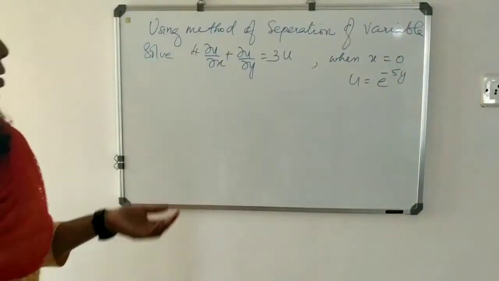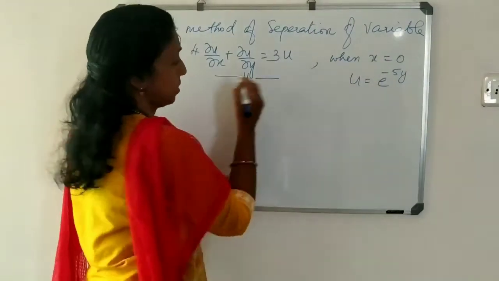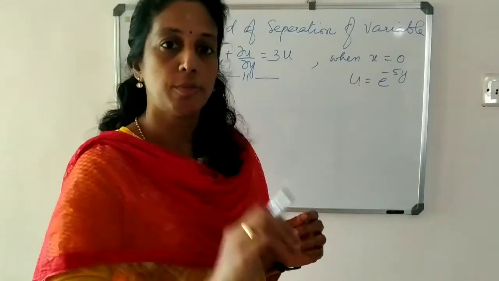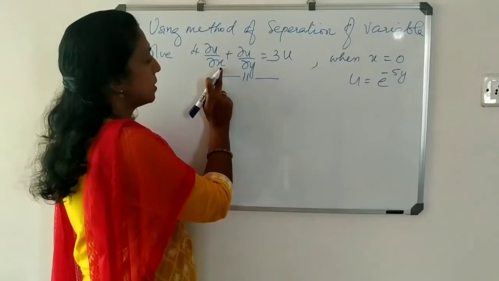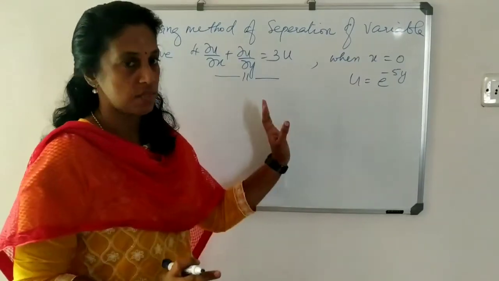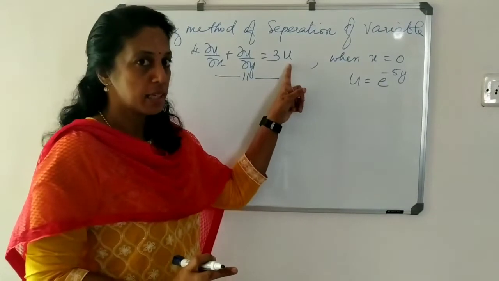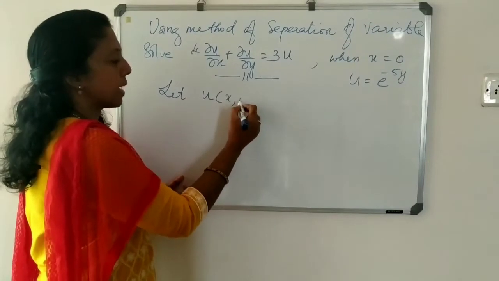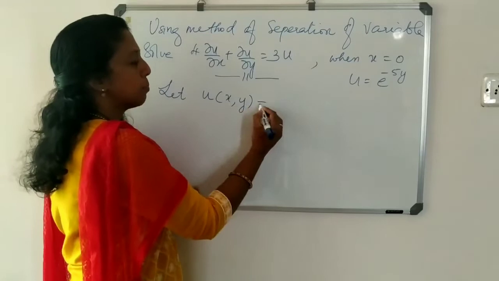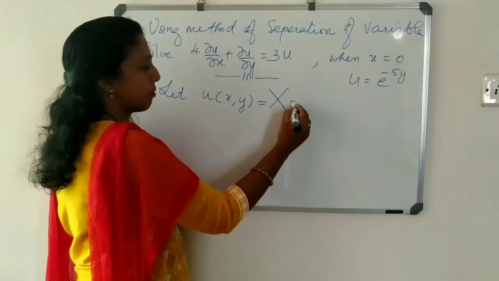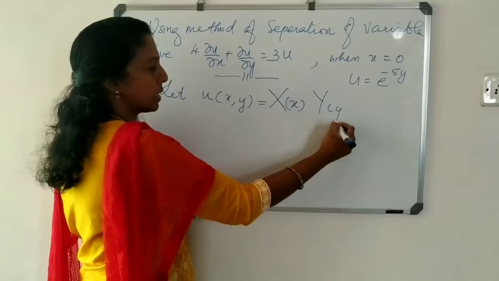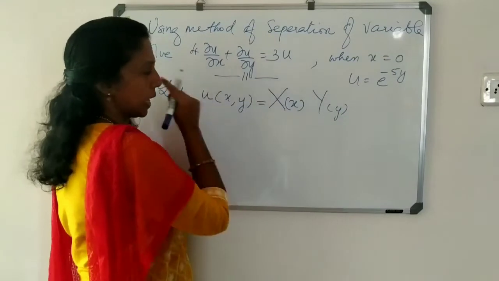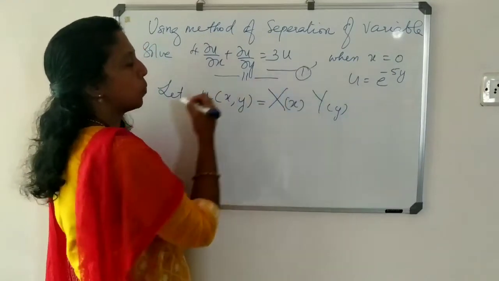This is the problem. Now, as I have already told you, in this method we use the dependent variable as a product of the independent variables. Here x and y are the independent variables involved in the problem and u is the dependent variable. So we will take the trial solution as: let u, which is a function of x and y, be the product of X of x and Y of y, that is, a function of small x times a function of small y. Take this as equation number 1.